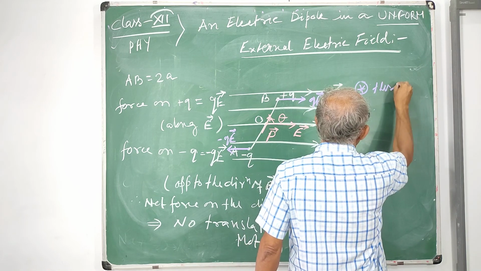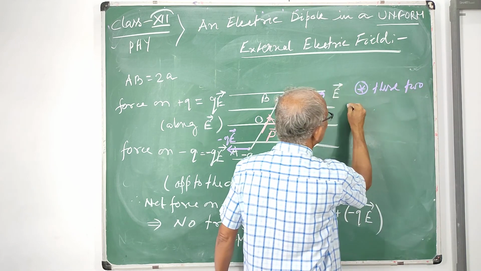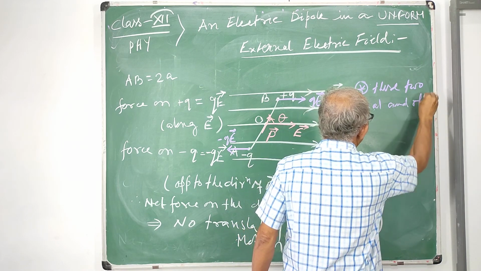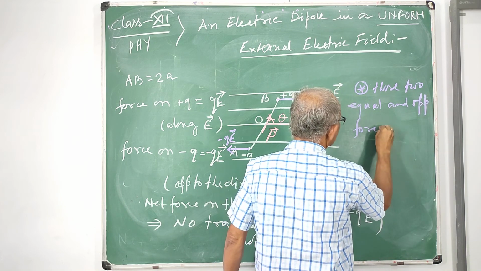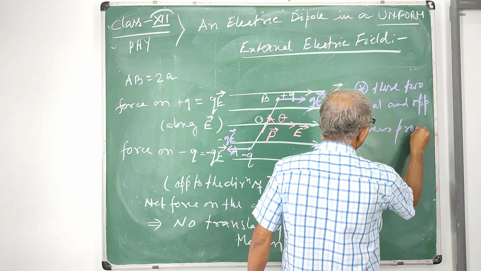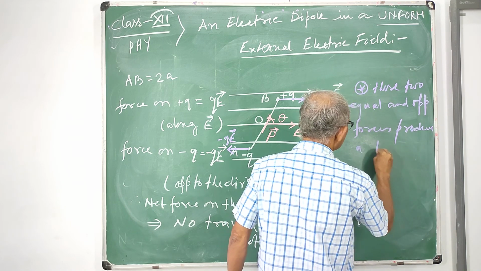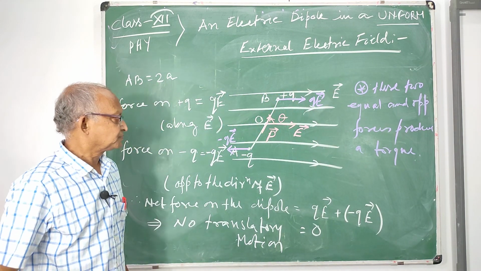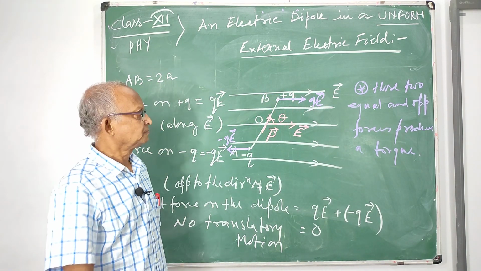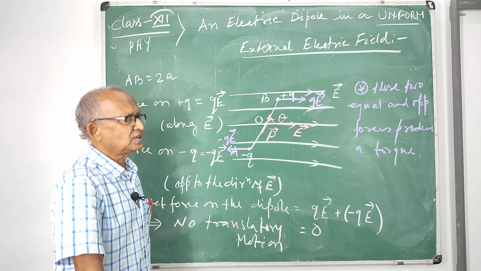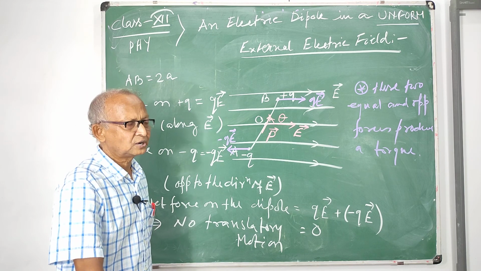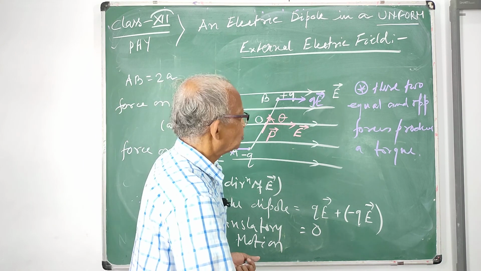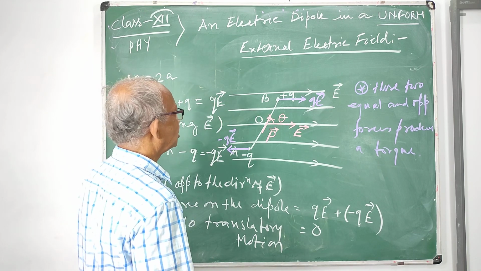These two equal and opposite forces, and their lines of action are different, so they are not acting along the same line, so they produce a torque. Now we shall try to calculate the value of this torque.